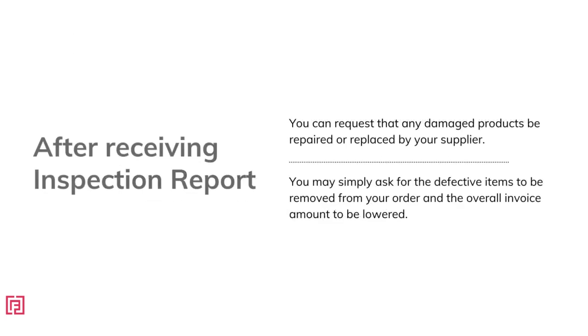What should you do after receiving an inspection report? 1. You can request that any damaged products be repaired or replaced by your supplier. 2. You may simply ask for the defective items to be removed from your order and the overall invoice amount to be lowered. Which option to choose is highly dependent on the circumstances, such as the time period required to replace the items, the urgency with which you require them, the percentage of the overall order that was defective, and so on.